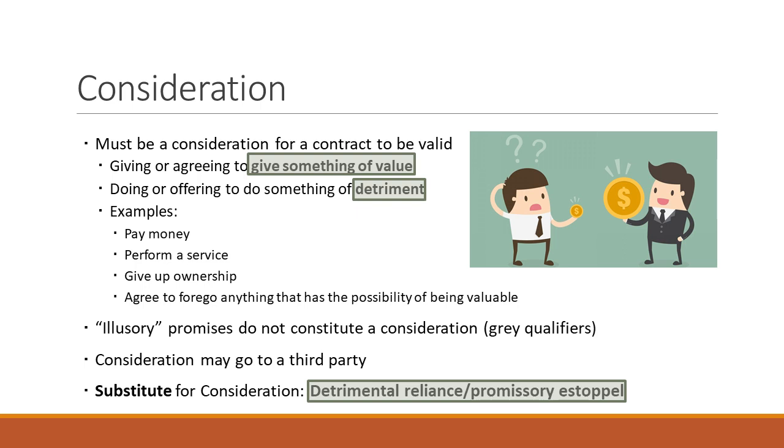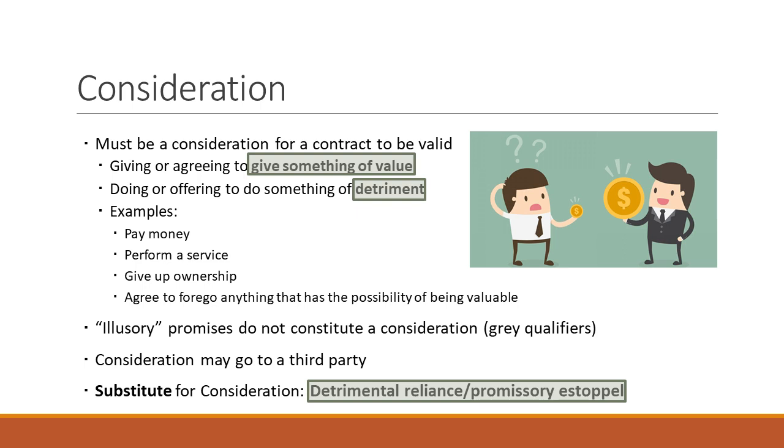A substitution for consideration is detrimental reliance or promissory estoppel. That's where you move across the country. I relied on your promise to my detriment, or the timing issue: I gave up time based on a promise you made to me. So that's the detrimental reliance.